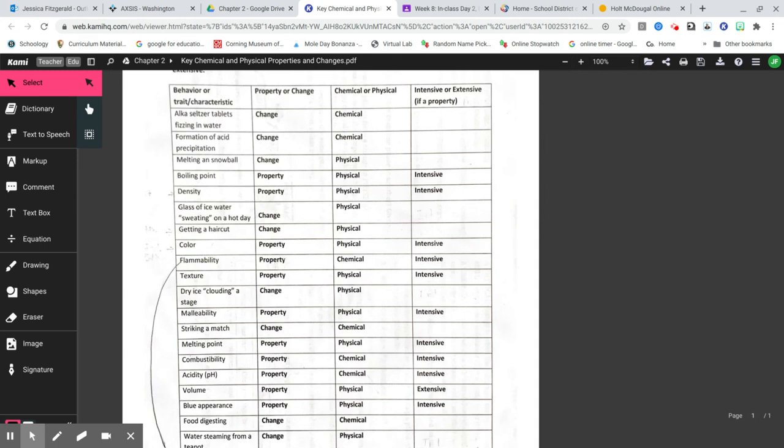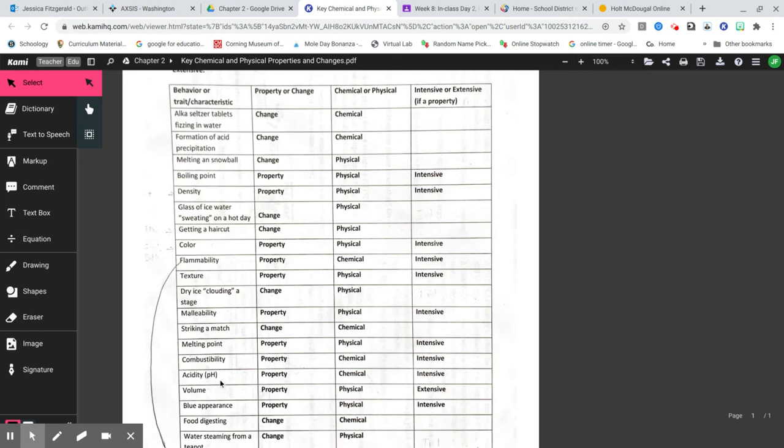Combustibility, can it catch fire? So that's a property because we're describing its ability. It's chemical because if it does catch fire, we can change it to a new substance. And that is intensive because we're not talking about how much we have, but classifying it, describing it.